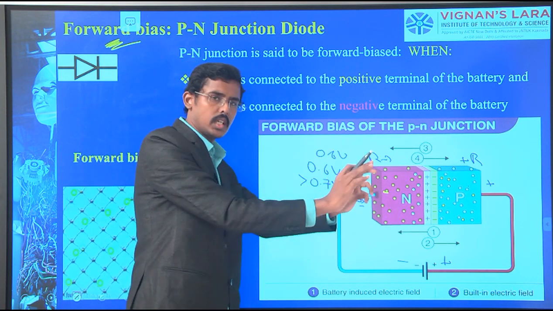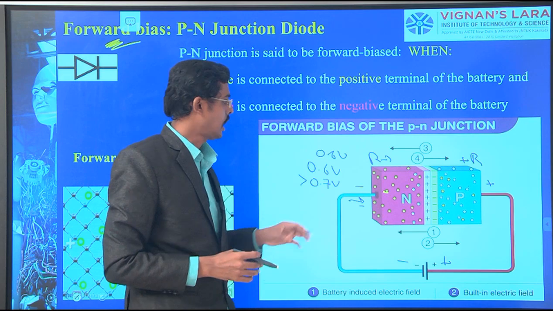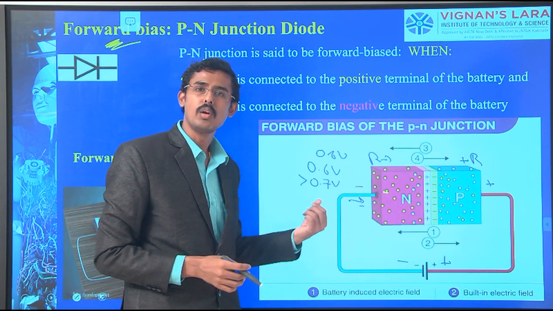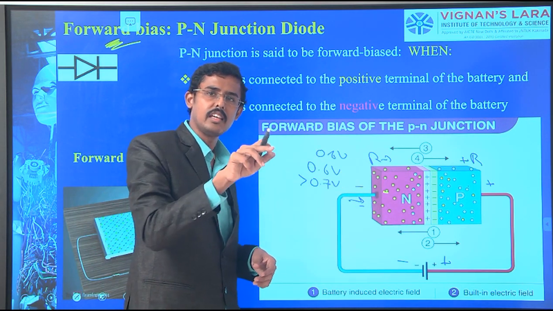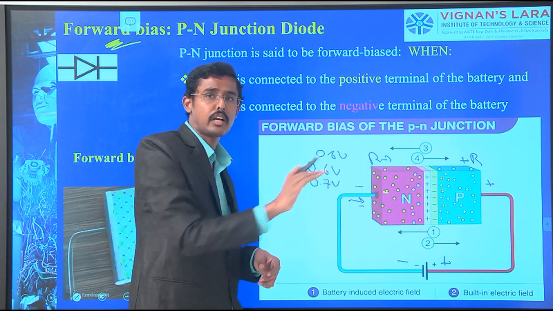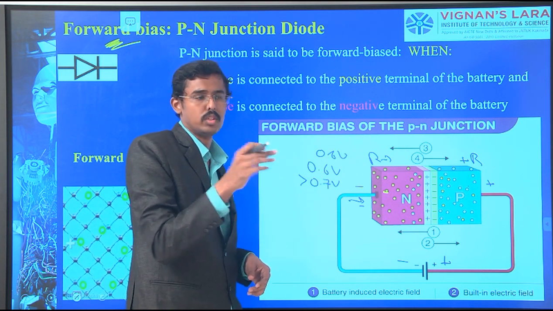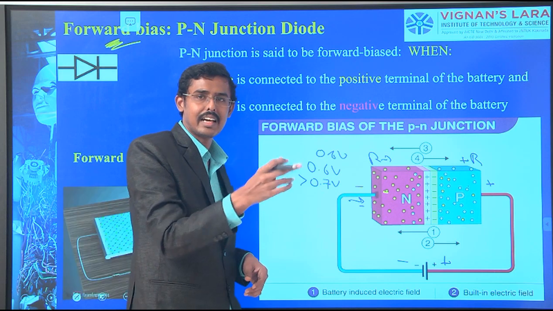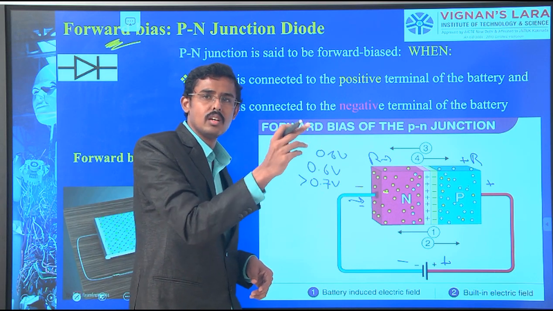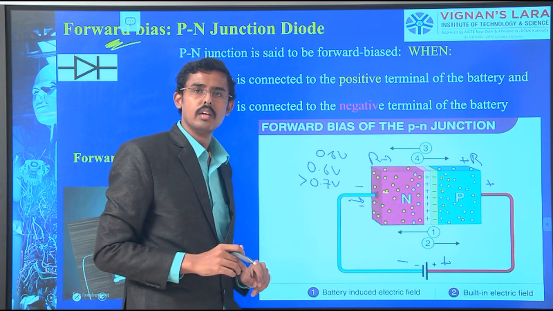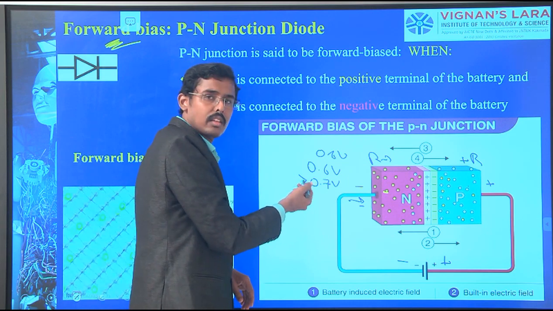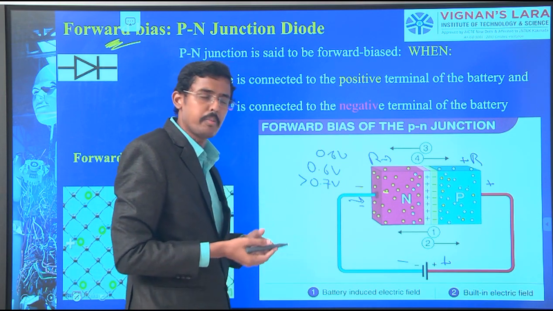I am pushing the flow of electrons. Pushing of electrons is called voltage. Flow of current is called I. Pushing of electron is called voltage. Flow of electron is current. We know this. So I am pushing the electron. The value is 0.7 volt. Now what happens? I have pushed here.